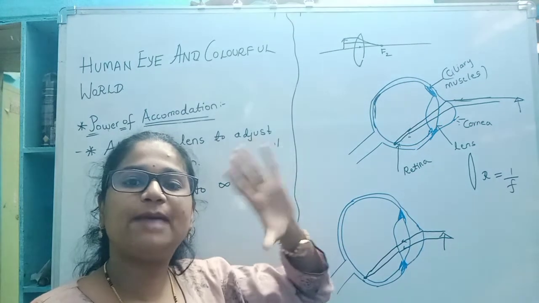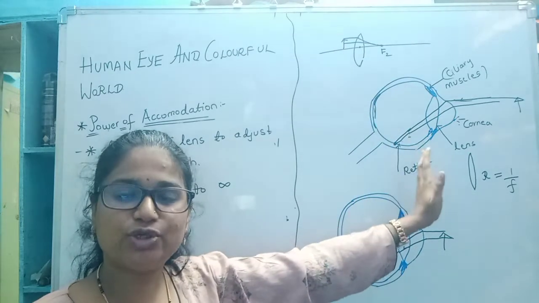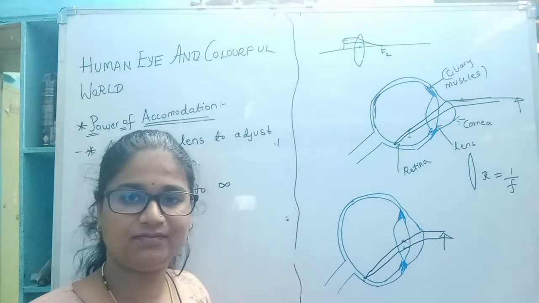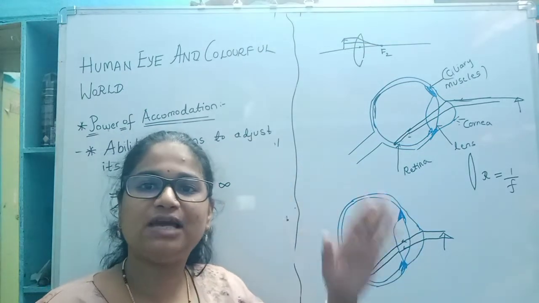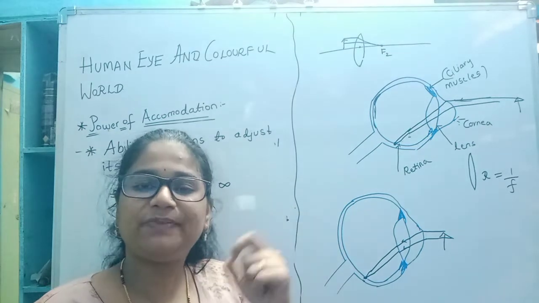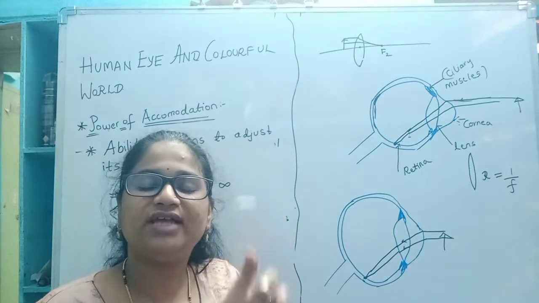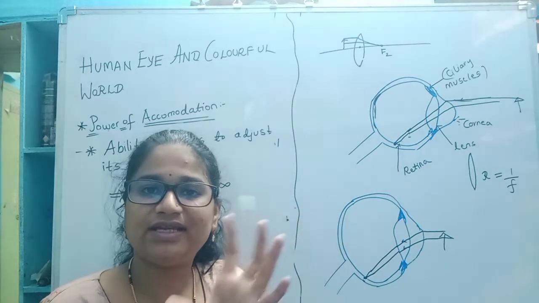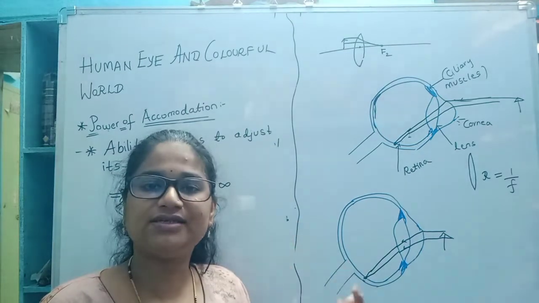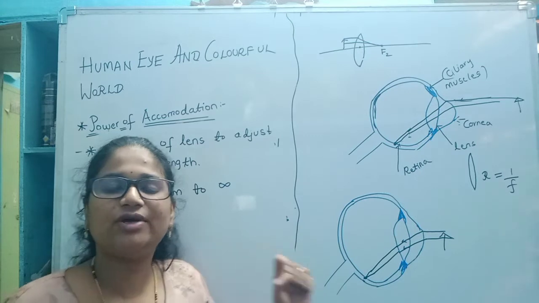See how the chapters are interrelated. If you did not know about the curvature of the lens and the focal length, it is very tough to understand this chapter. So if we complete the light chapter and then move towards it, it is very easy. So when you are practicing or revising for your exams, do the same, so that when you read the interconnected chapters, you will understand better and you will remember the answers for a much longer time. So this is regarding the power of accommodation.